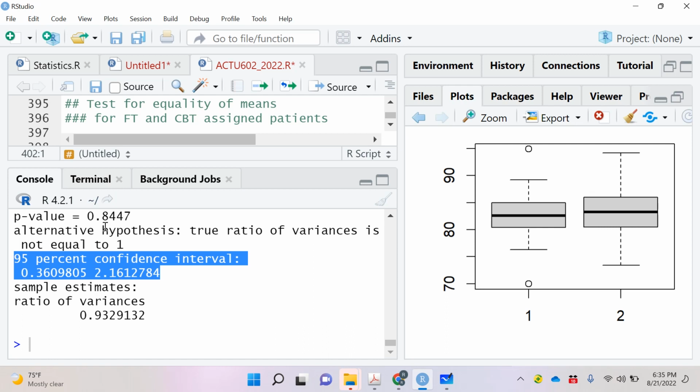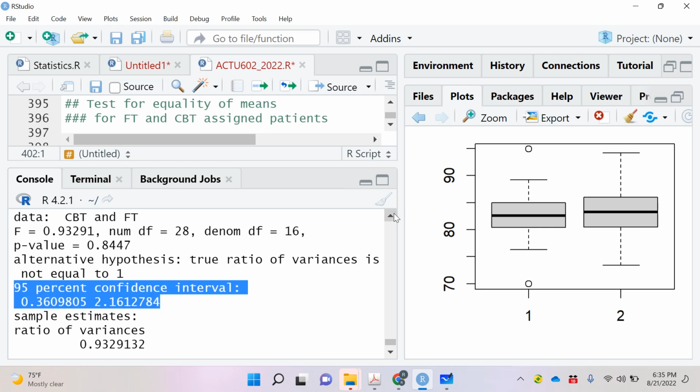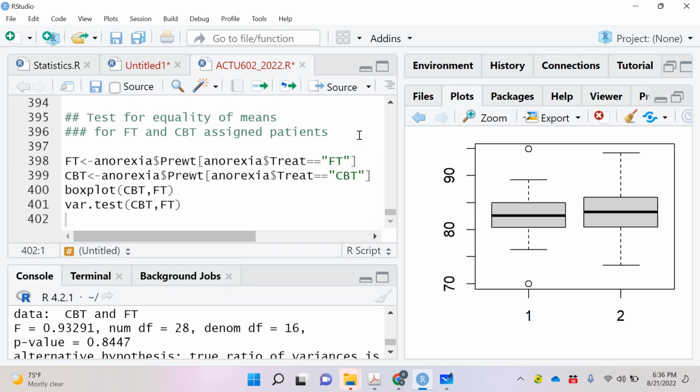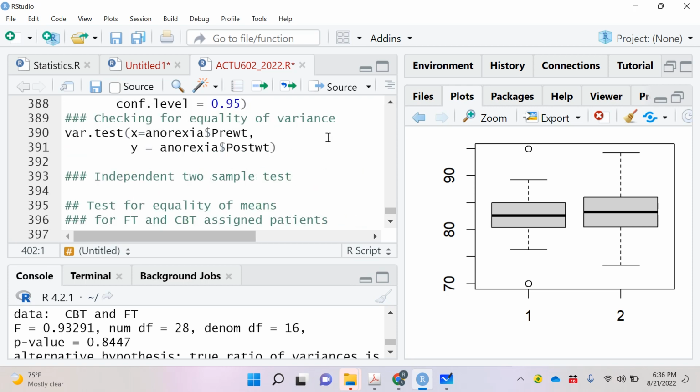Look at the p-value. The p-value is large, isn't it? 0.84, greater than 0.05. So we fail to reject the null hypothesis. And the F value too is small. I'm sure if you read it from tables, you will get a larger value than this one. So that's it. We have whatever it takes now to be able to do our test.